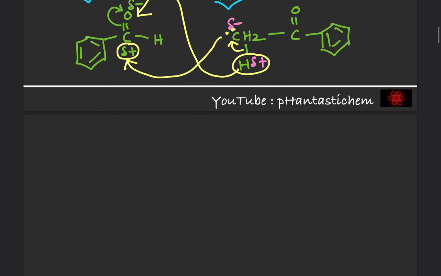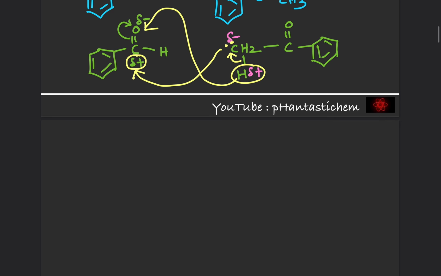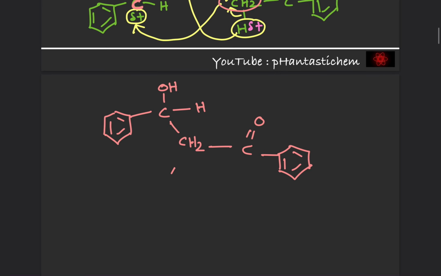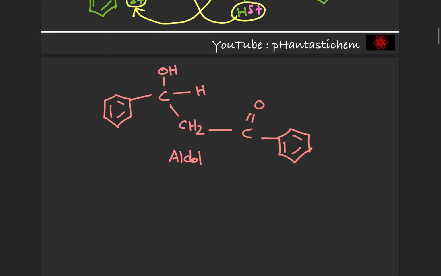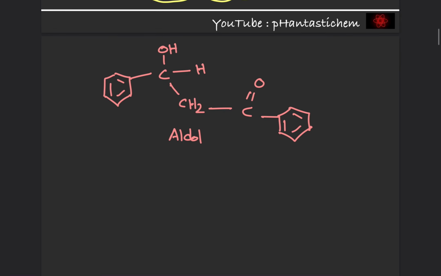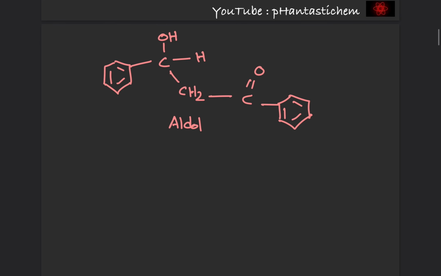So therefore we will eventually get our aldol. Our aldol will look like this. So we will have the benzene ring carbon, it will have OH, H, and this carbon would have formed a new bond with this CH2. So we'll have CH2, C double bond O, and a benzene ring. Okay, so this is the aldol. This initially formed aldol will undergo dehydration. That is, it will lose a water molecule to form an alpha beta unsaturated carbonyl compound.